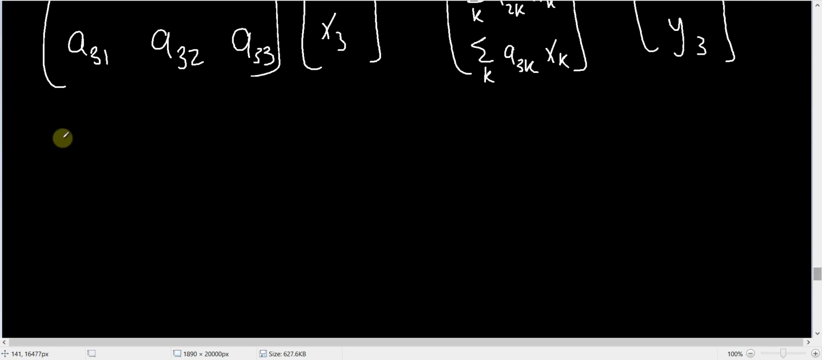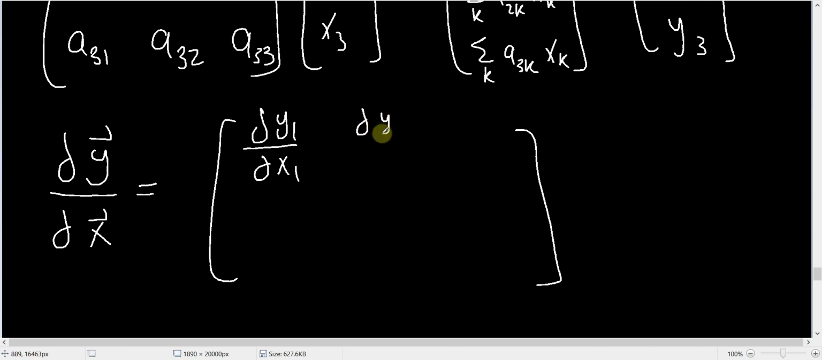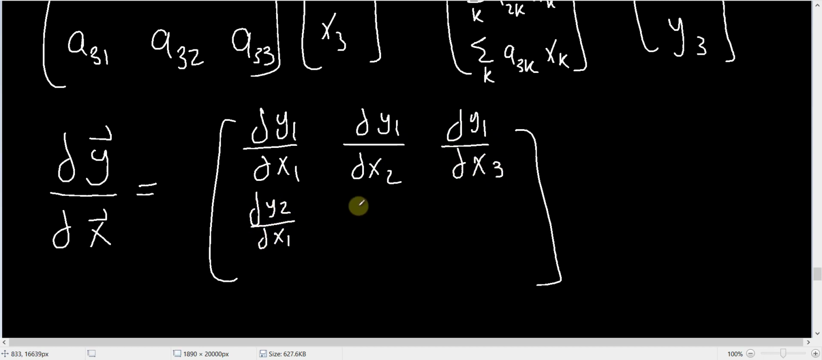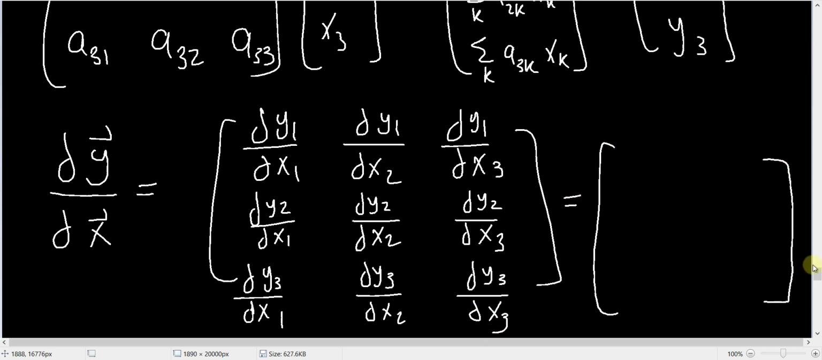Now we want dy by dx. Remember, y is a vector, x is also a vector, and so this will be a matrix. Here we will have dy1 by dx1, dy1 by dx2, and dy1 by dx3. Here we have dy2 by dx1, dy2 by dx2, and dy2 by dx3, and finally we have dy3 by dx1, dy3 by dx2, and dy3 by dx3. Now let's try to get those values for our specific example.